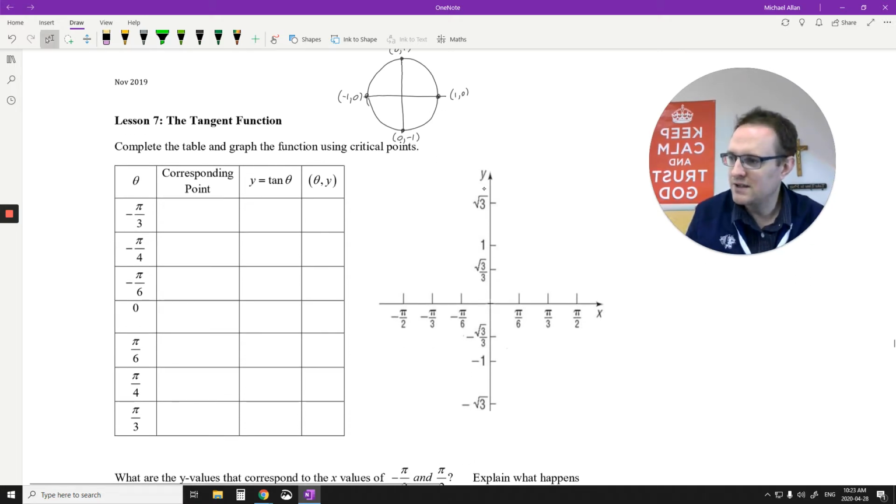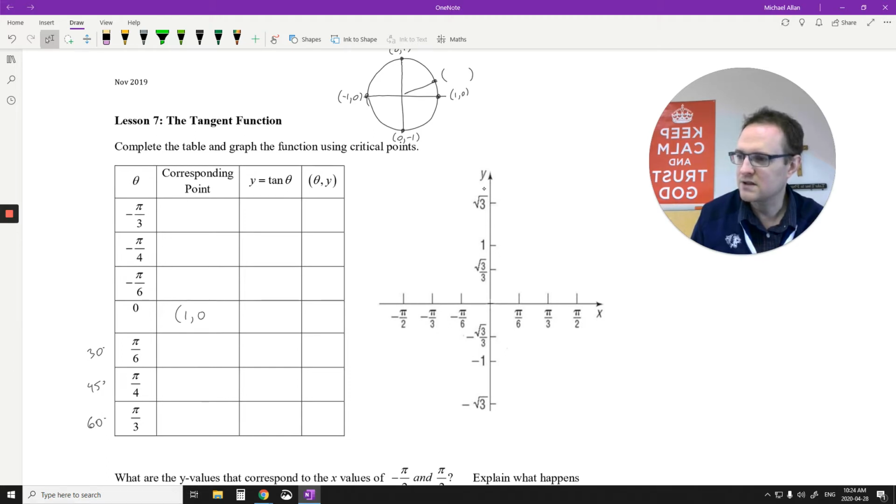Then I'm going to go around here. We have a few different angles, like pi over 3, which, if I remember correctly, is 60 degrees. Pi over 4 is 45, and pi over 6 is 30 degrees. Let's just do the 0 one first. 0 degrees, the point is (1, 0). That's going to be important for later.